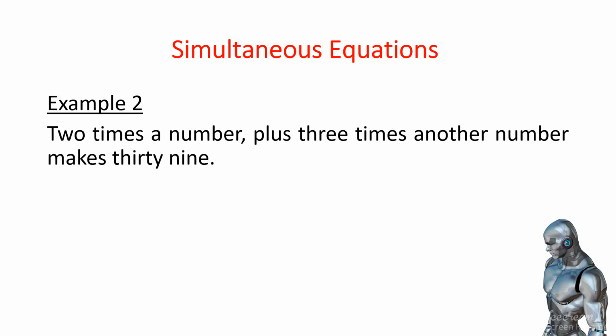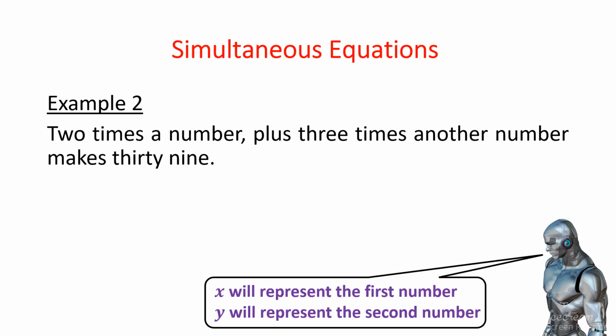Right, let's move on to example 2. 2 times a number plus 3 times another number makes 39. So let's define our two numbers. X is going to represent our first number and y will represent our second number.